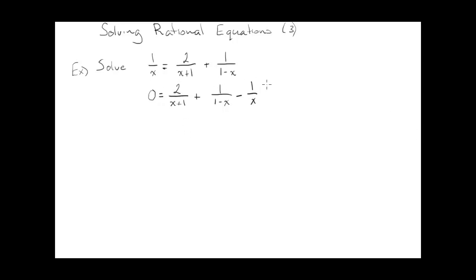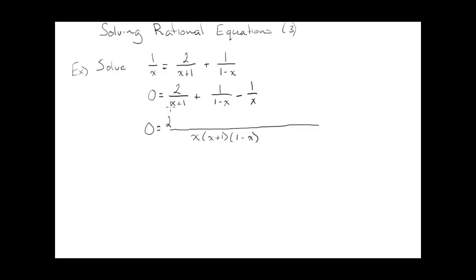Now what I'm going to do is try to combine these rational terms, and in order to do that I have to get a common denominator. So the common denominator is going to be x times x plus 1 times 1 minus x. So I need to multiply all these terms by the appropriate thing in order to get it over this common denominator.